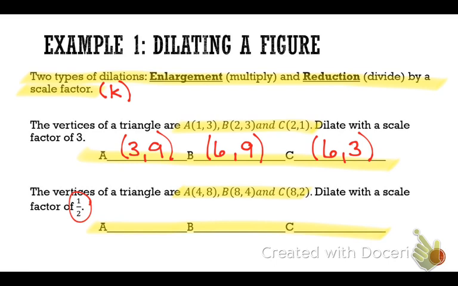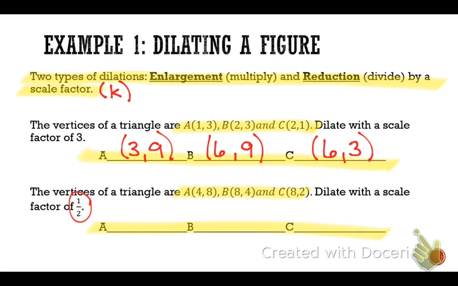Because the scale factor is less than 1, I know it's a reduction. I'm making it smaller, okay? I'm taking half now of each value in the ordered pair. You see that? So half of a number makes it smaller. That would be a reduction.